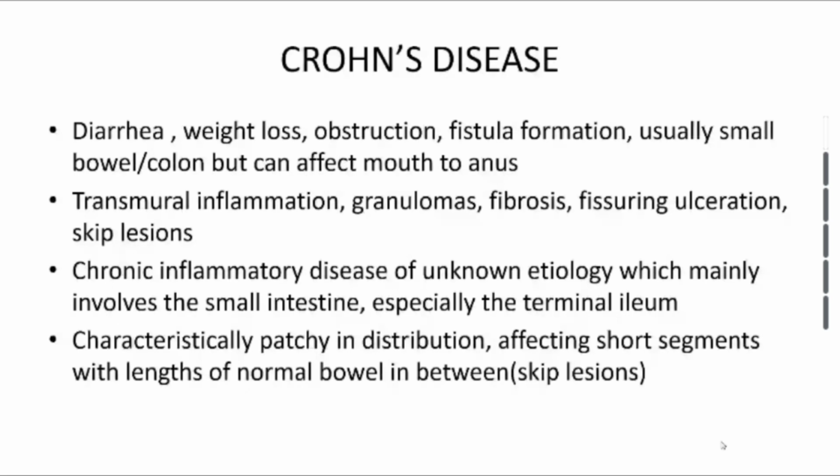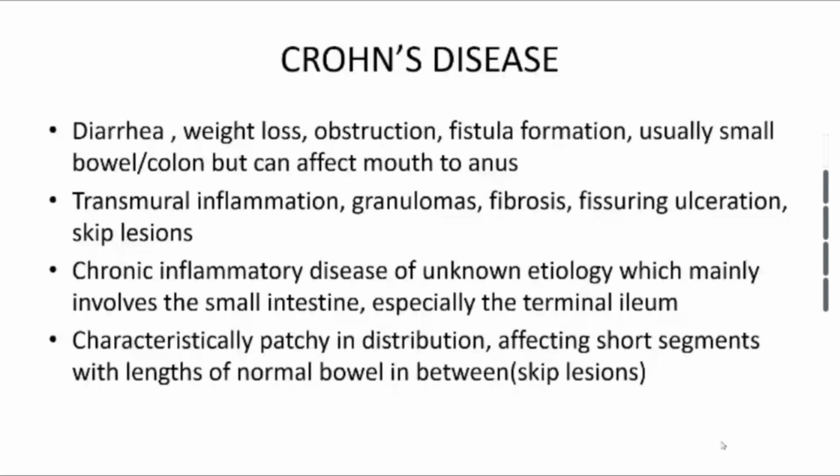So in Crohn's disease, somebody is likely to present with diarrhea, weight loss, obstruction. They're likely to come with fistula formation, usually small bowel, colon, but can affect mouth to anus. So most of the time it's found in the small bowel and large bowel, that is the colon, but can affect all the way right from the mouth to the anus. So it can affect the entire GI system, unlike ulcerative colitis, which is mostly the colon, the large intestine.